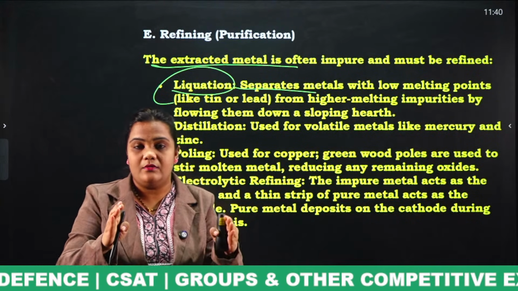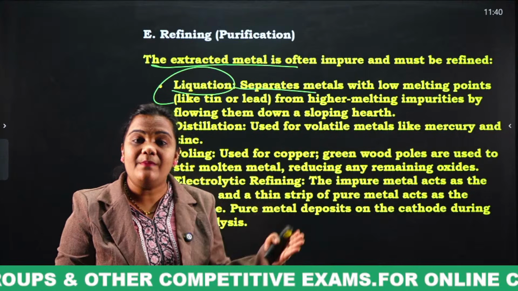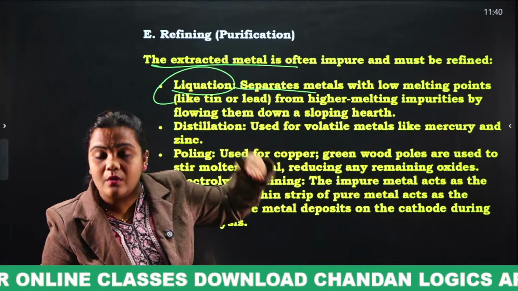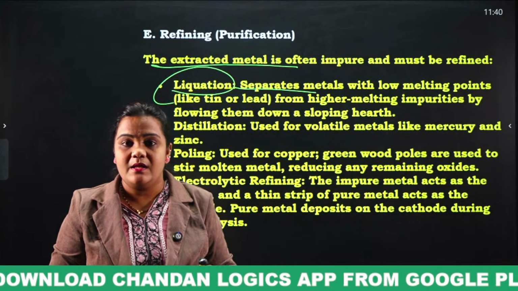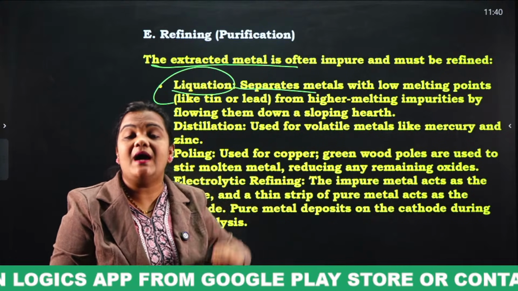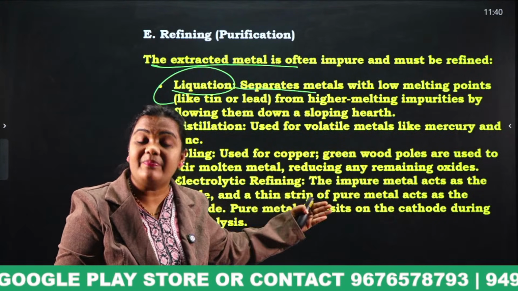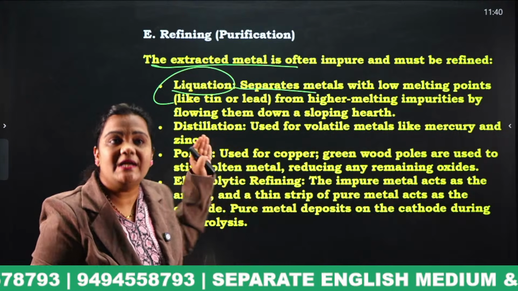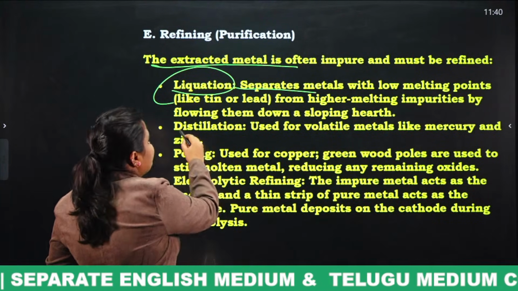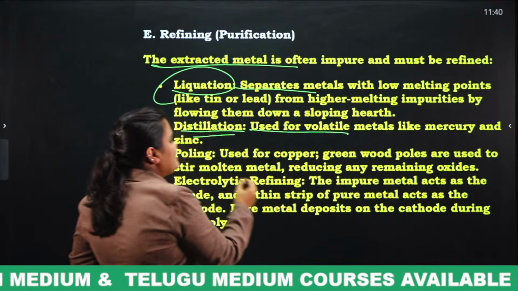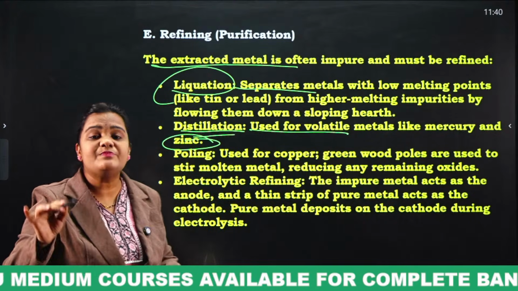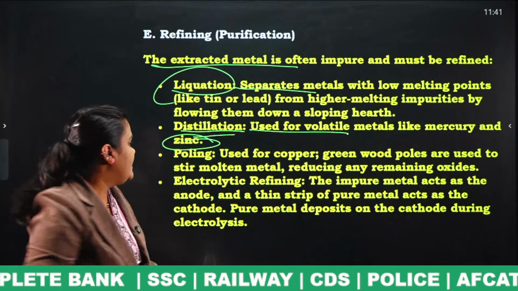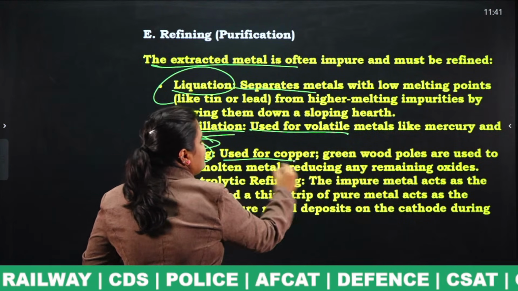So if an ore has metal plus impurities, and we flow that through a sloping hearth, the metals which have the low melting point will be separated from the impurities which have the high melting point. So this process is considered as what, students? Liquefaction. Okay, and the next one is distillation, used for volatile metals like mercury and zinc. So which process is used for extracting mercury and zinc? Distillation process. Next, poling. Poling is used for copper.